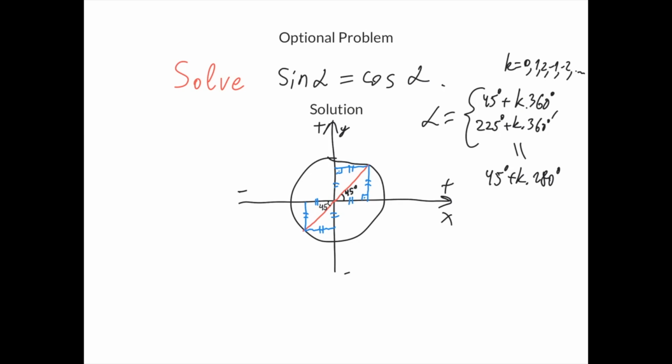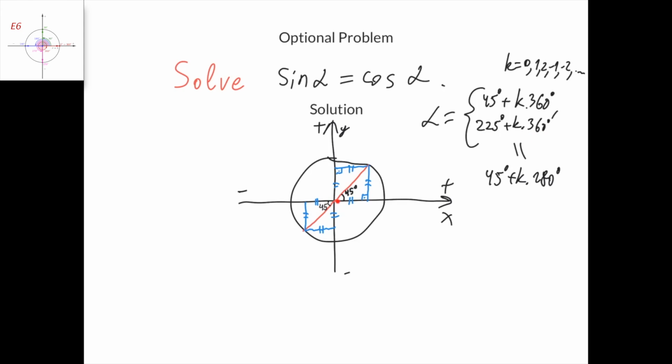Because see, when k is 1, we're going to get 45 plus 180, which is 225. When k is 2, we're going to get 45 plus 360. When k is negative 1, we're going to get the same thing as 225 minus 360 degrees, and so on. And you can see this on the picture. It is 45 plus some multiple of 180.